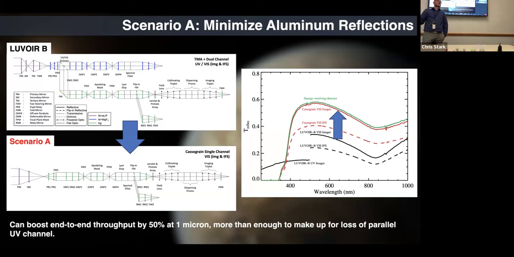So the change I'm suggesting here is we don't get rid of the UV coronagraph necessarily, but we put it at a different point in the image plane, so it doesn't operate in parallel. When you do that, you lose the fact that the UV coronagraph can help contribute to detections, but you more than make up for that with this large increase in end-to-end reflectivity shown on the right.